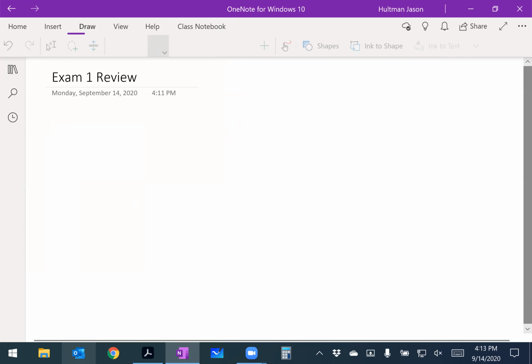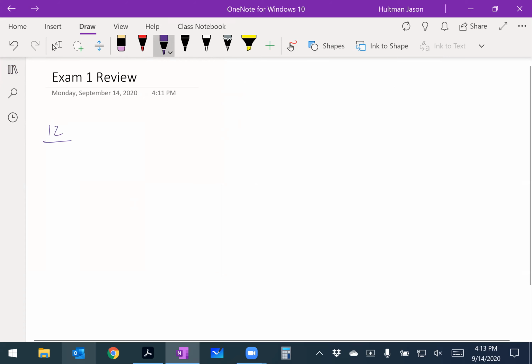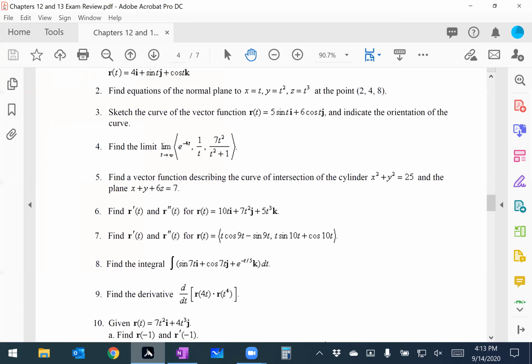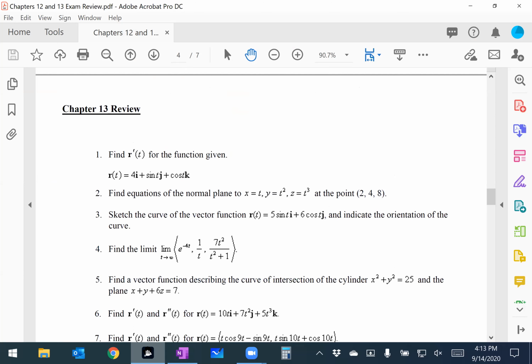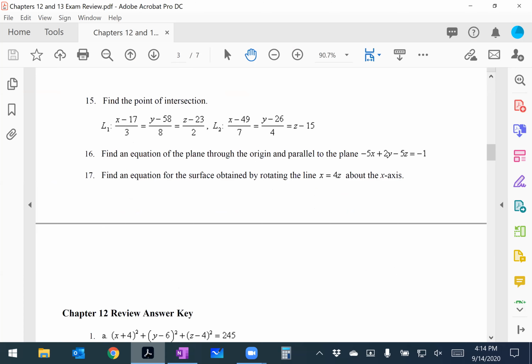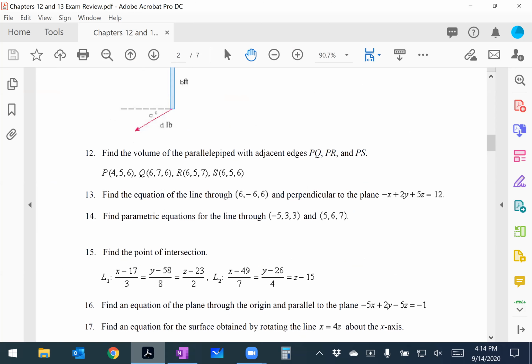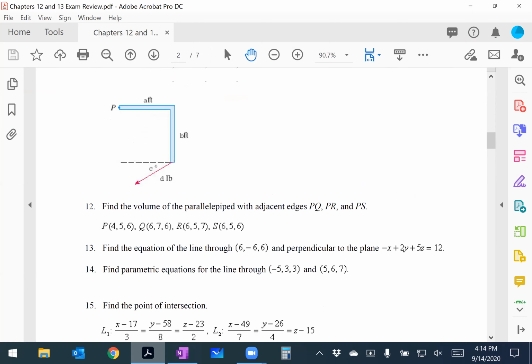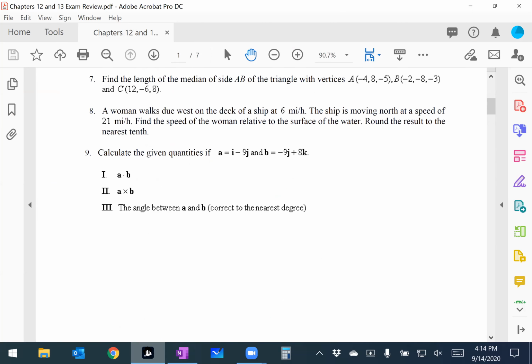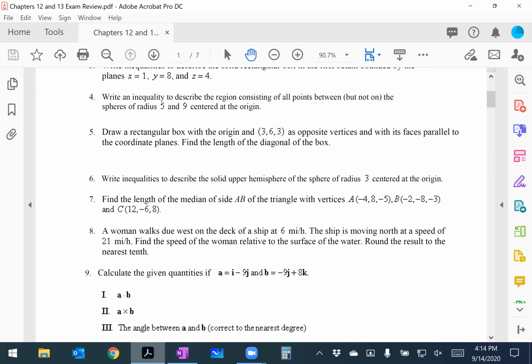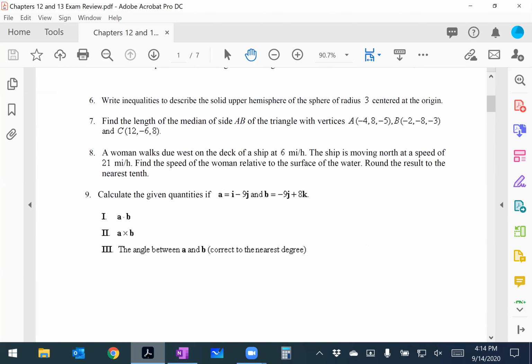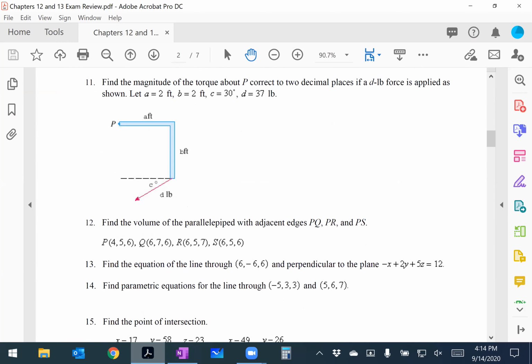Okay, number 7. This is chapter 12, number 7. So what does this say? Oh, that's chapter 13. Let's go back to chapter 12. It says find the length of the median of a side AB of a triangle with these vertices. So the median, the middle there, with those sides. So distance formula basically.